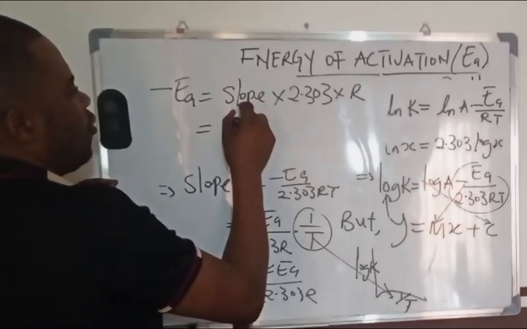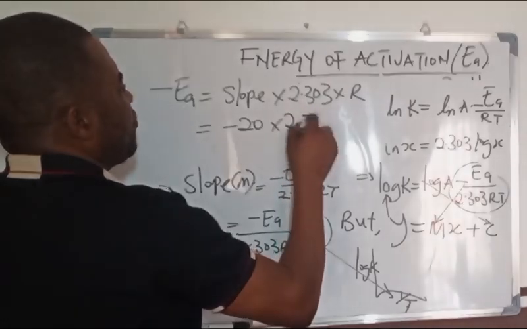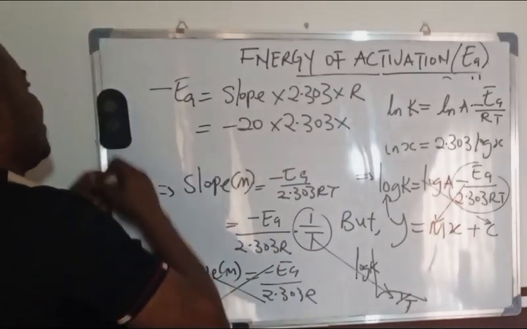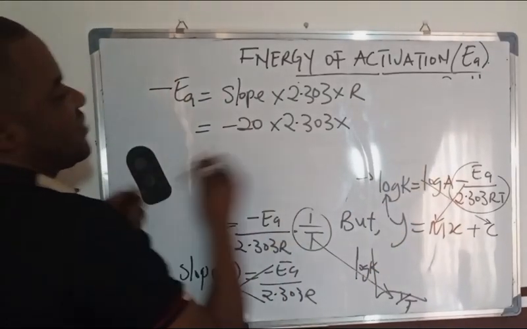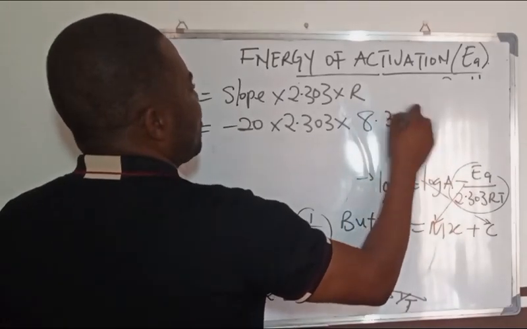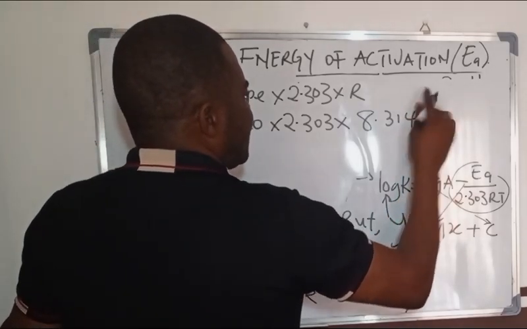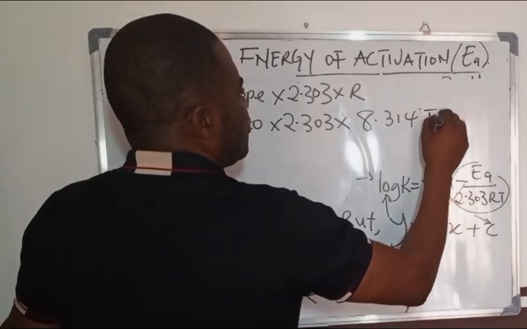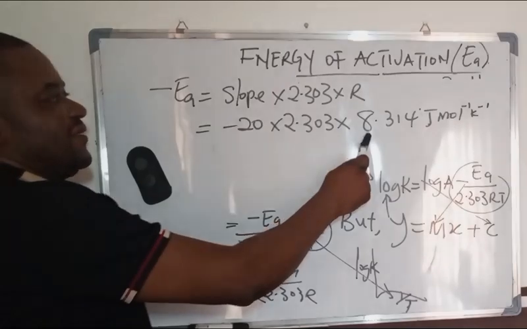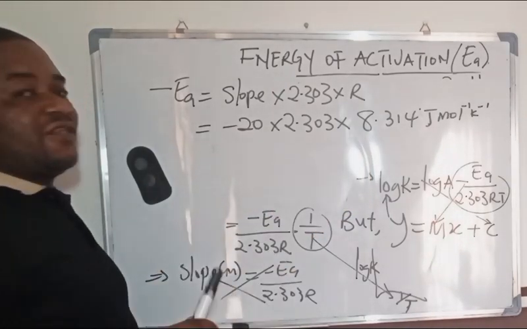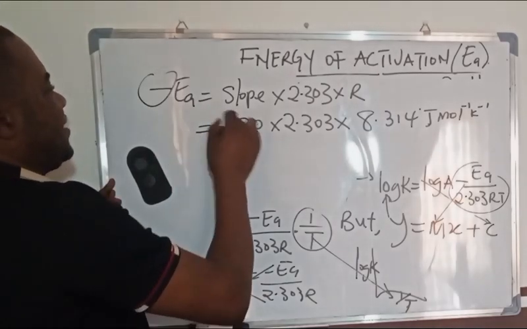We can now fit in the values. So that means we have the slope, which is minus 20, no matter what was given to us in the question, multiplied by 2.303 times R. R is our gas constant, and it will be 8.314, given in joules per mole per Kelvin. So this is a constant, the gas constant. Now if you take your calculator and do this multiplication, first understand that this negative sign and this one will cross out.